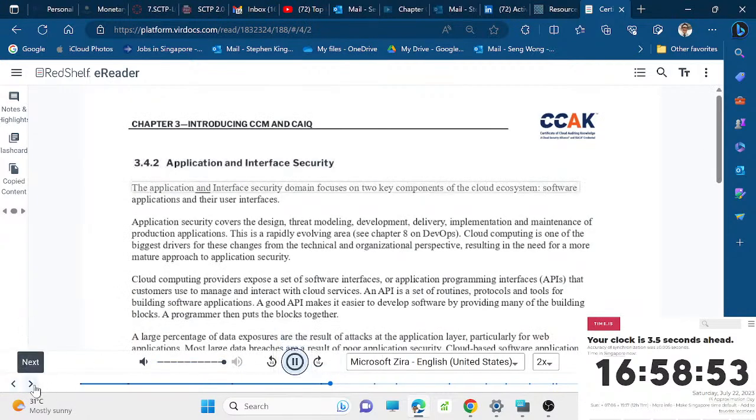3.4.2 Application and Interface Security. The Application and Interface Security domain focuses on two key components of the cloud ecosystem, software applications and their user interfaces. Application security covers the design, threat modeling, development, delivery, implementation and maintenance of production applications. This is a rapidly evolving area. See Chapter 8 on DevOps.